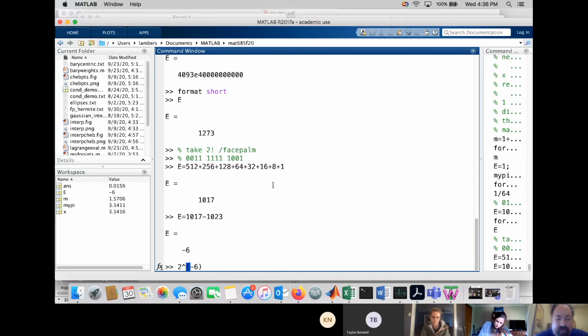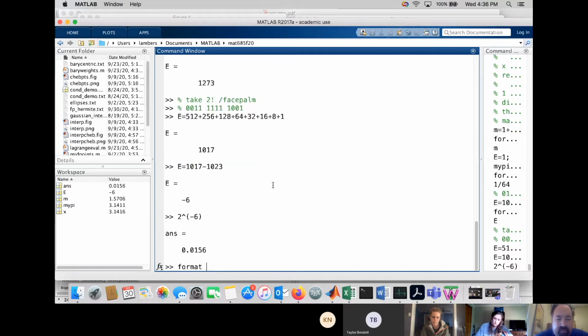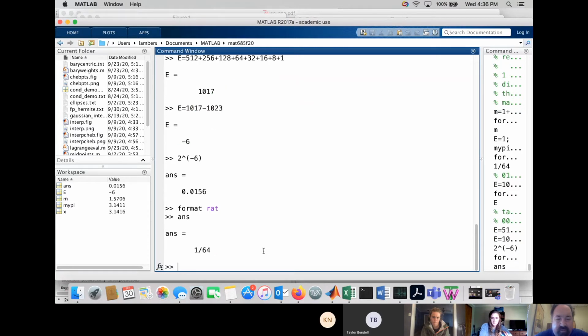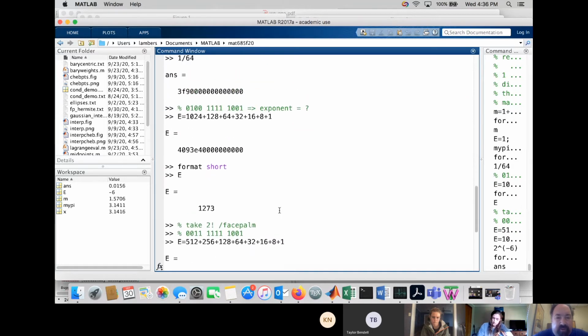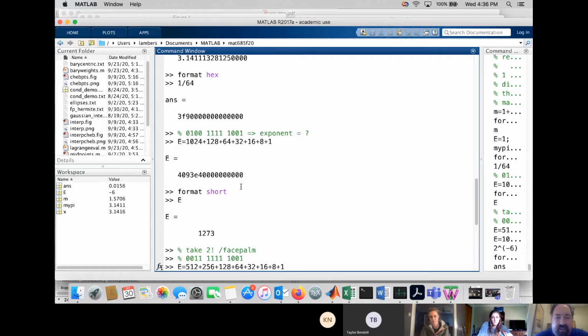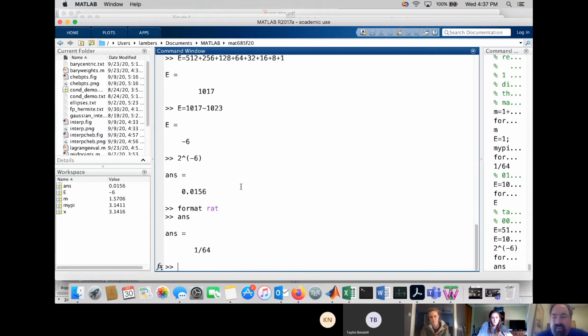What's 2 to the minus 6? Use format rat to see it as a fraction. 1 over 64, which is the number I started with. So when it's a negative power of 2, the exponent alone is enough to describe a number completely. There's no need for any significant digits. Just like in decimal, with a power of 10, it's just 10 to the whatever. You don't need significant digits to describe that either.